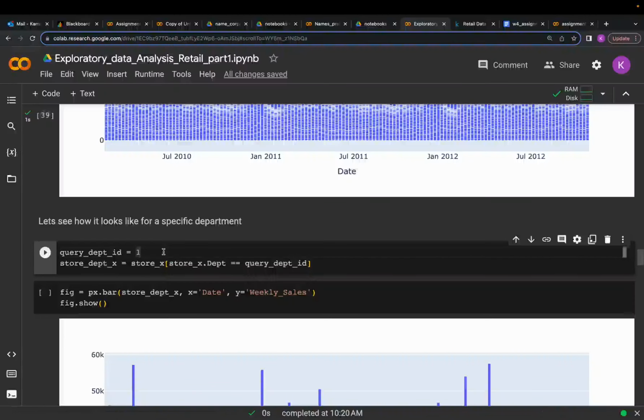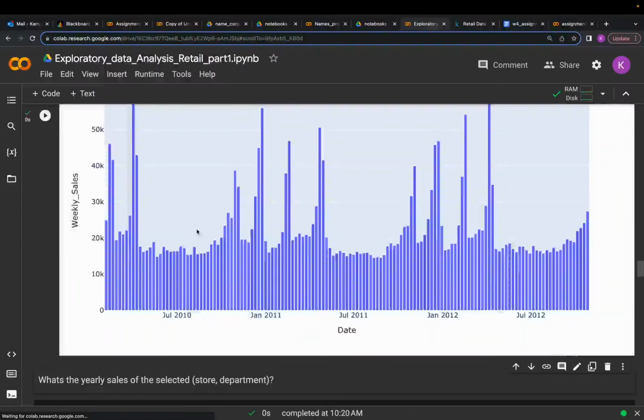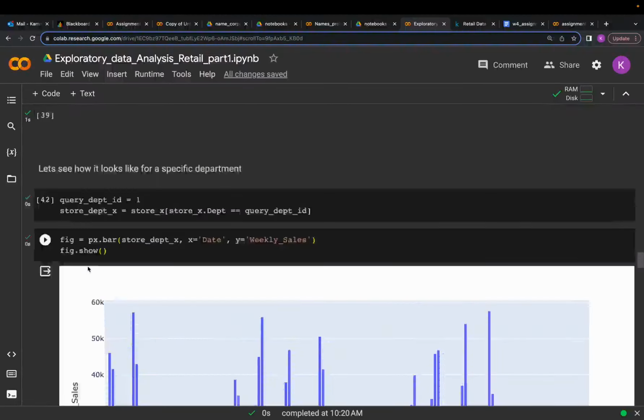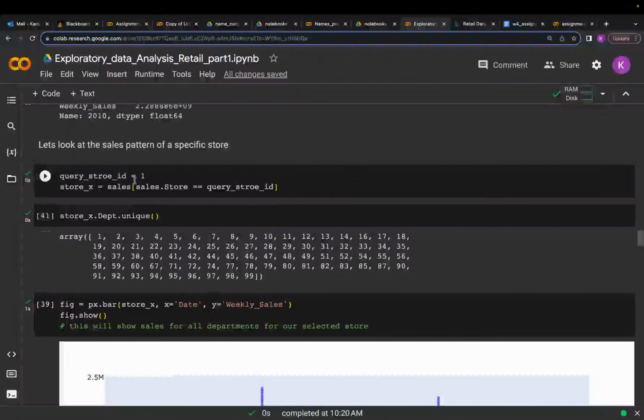So now we are doing a more specific query. We are reducing to just one department, and if you now plot the same, you will see a cleaner bar chart. Now the x-axis is date, weekly dates, and the y-axis is weekly sales, but for a specific store and specific department. So the department is 1, and the store is 1. Okay.